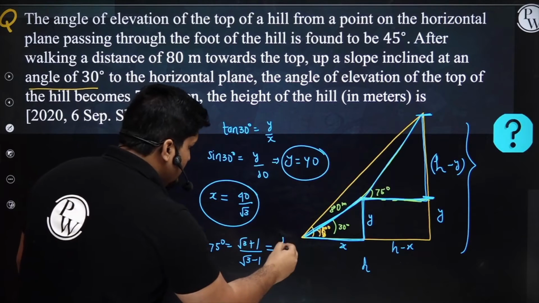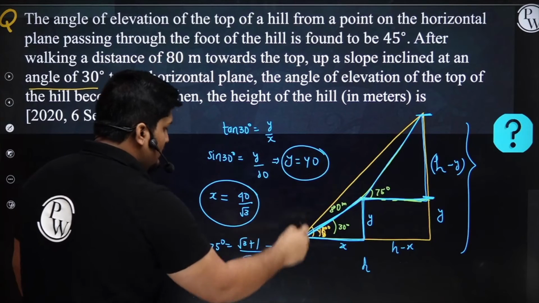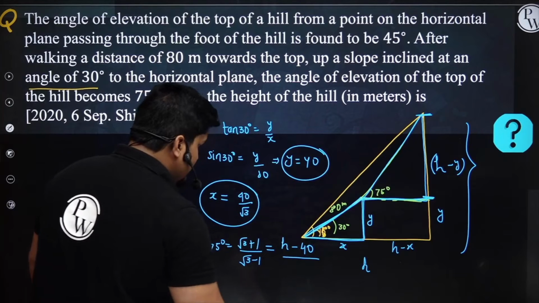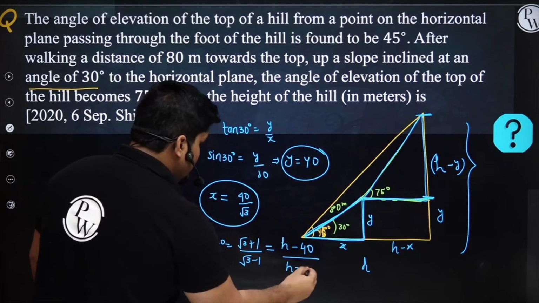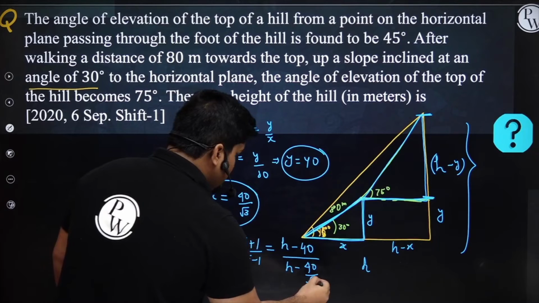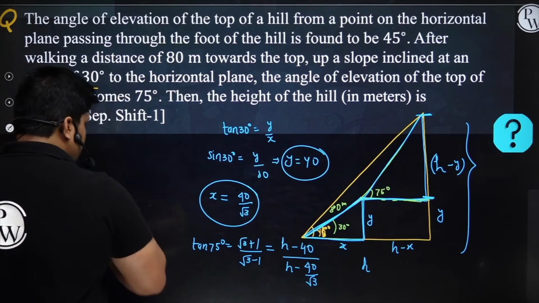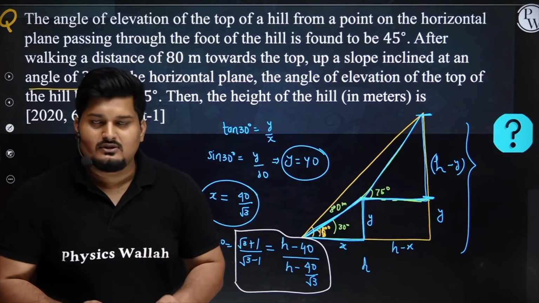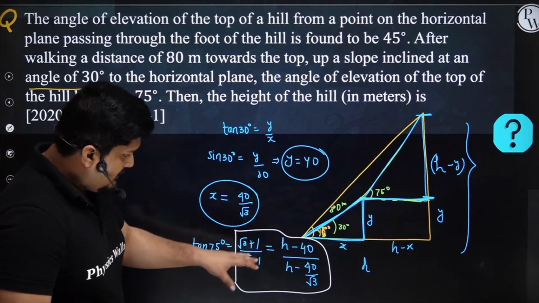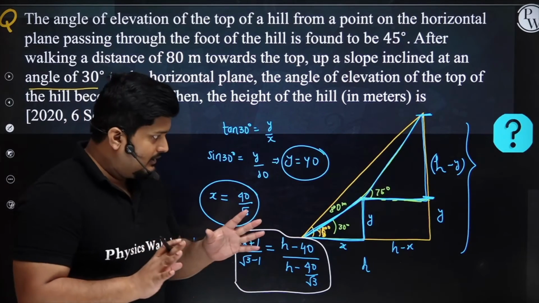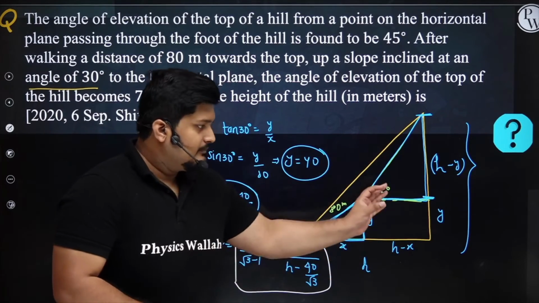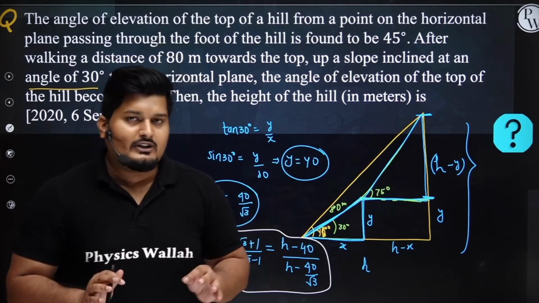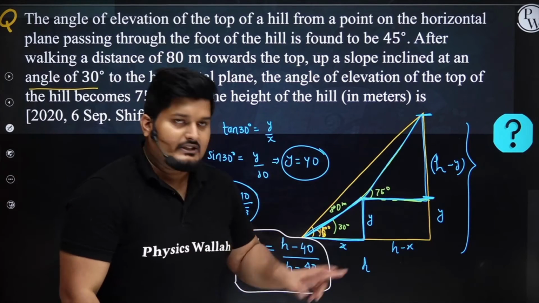So this is equal to h minus y, and y is already calculated. Y is 40. H minus 40 divided by this base, which is h minus x. H minus x, what is it? 40 by root 3. That's all. You need to only do calculation for this. Your job is done. The answer which was required is already derived from here. So simple. It was slightly different, but again, the only use we have here is the diagram. So if you are drawing the diagram properly, there is no way of doing it incorrectly.